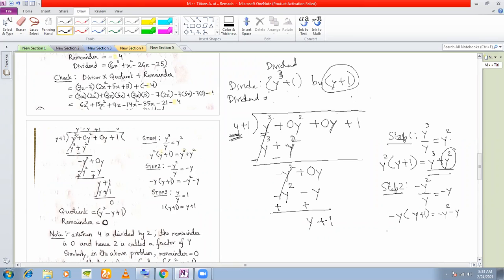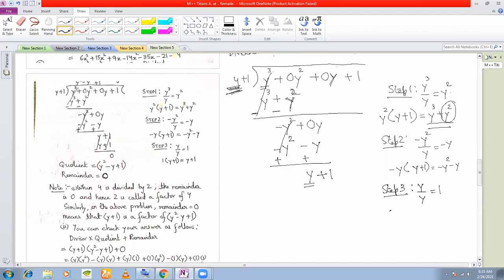Okay, step 3. In step 3, you see what is the leading term here? The first term, y. And here it is y. So y divided by y will give you 1. So this 1 you need to multiply by the divisor. The divisor is y plus 1. So 1 into y plus 1 will give you simply y plus 1. So you write y plus 1 here.